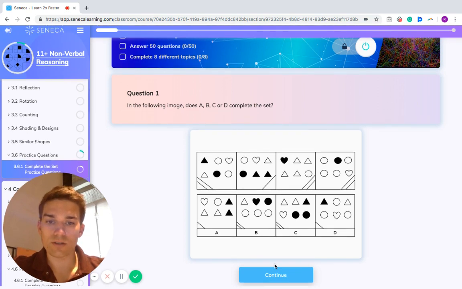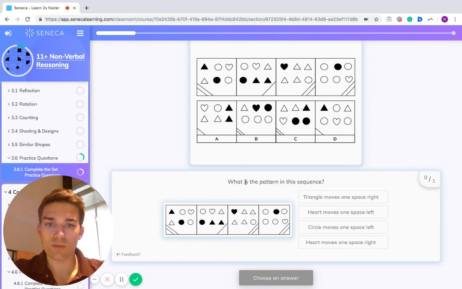So what is the pattern in this sequence? Well, the triangle, let's have a look. Is it the triangle that moves 1 space to the right? Is it the heart moves 1 space to the left, the circle moves 1 space to the left, or the heart moves 1 space to the right? So let's have a look at each of those. So the triangle each time moves, does not seem to move that well. Let's see what the answer is.